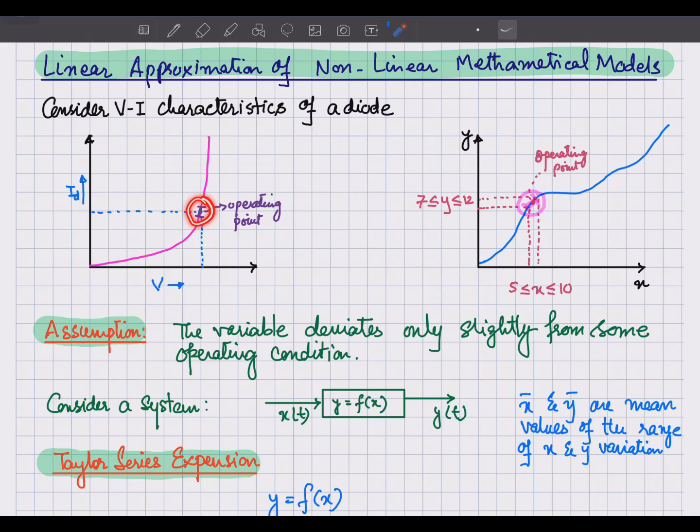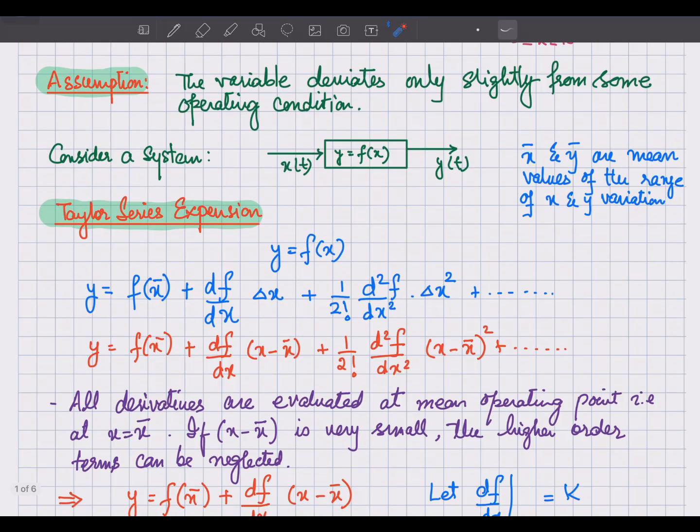Similarly, over this diode characteristic, we can say the variation in the forward voltage and the variation in the current is very small. Then we can linearize these in the given range. Okay, so now let's consider a system whose input is x of t and the output is y of t, and this system is defined by the function y is equal to f of x.